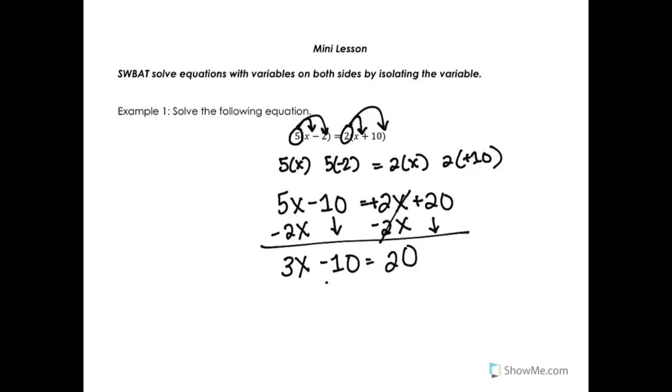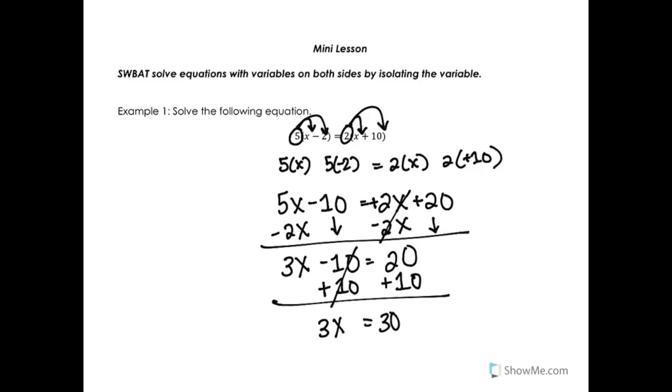So this negative 10 here is on the same side of my couple, which means I want to send it to the other side of my equal sign. And again, if I'm sending anything to the opposite side of the equal sign, I can only do that by using inverse operation. So I'm going to add 10 here, and I'm going to add 10 over here, and see what I get. This is going to cancel out, so I have 3x is equal to 30.